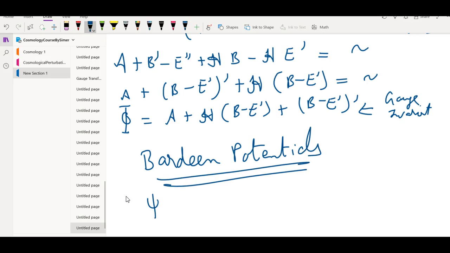The beauty of Bardeen potentials is that they are gauge invariant.